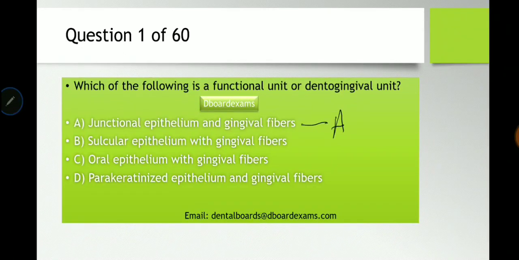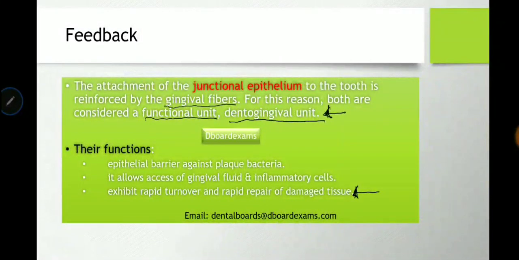Which of the following is a functional unit or dentogingival unit? The answer here is junctional epithelium and gingival fibers. These are considered gingival fibers, and junctional epithelium as a dentogingival unit. And we're going to see the feedback, which I usually provide in the practice exams. So the answer is A.